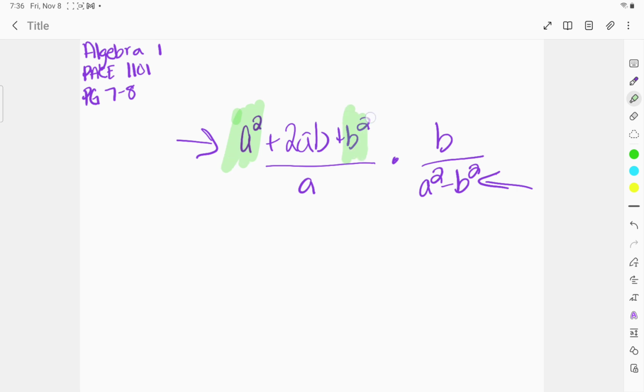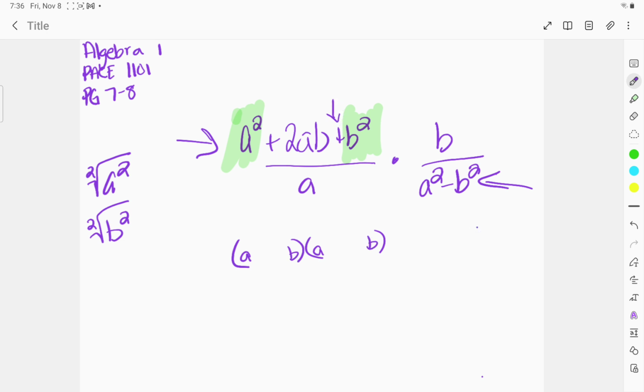I'm just looking at my first and my last. So I'm going to take the square root of a squared. Remember, all you do with variables is you take your exponent and divide it by your root. That's going to give me an a and an a. Take the square root of b squared. Again, you should be writing every one of these steps down. It's going to give me a b and a b.